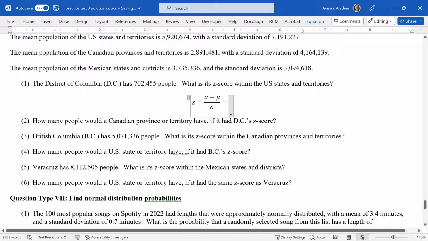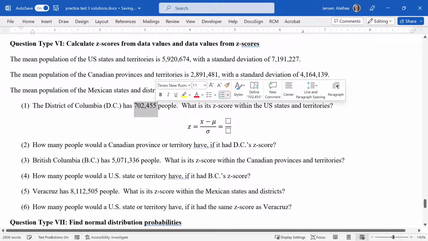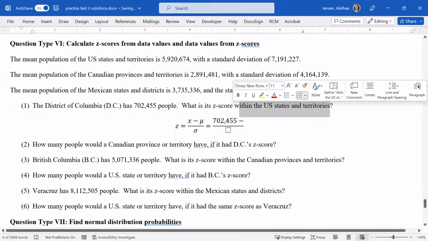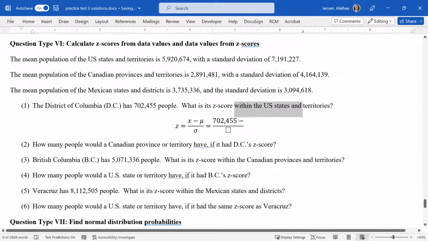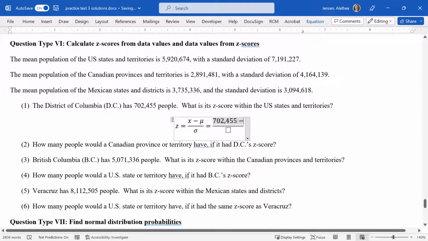And so you have to be careful what are your mu and your sigma, because you have 3 choices, right? Your x is your data value, and that's pretty clear here. It's this number of people. And then the mu part, it's asking the z-score within the US states and territories. Even if I hadn't said that within part, you should be able to figure out that it means within the US states and territories, because DC is in the US. Okay, so we're going to use the US mean, which is right here, and then the US standard deviation, which is right here.